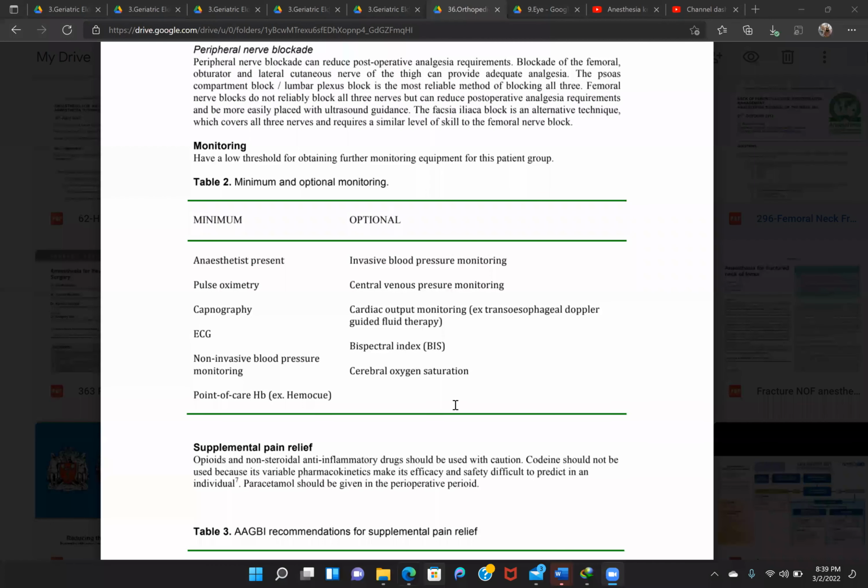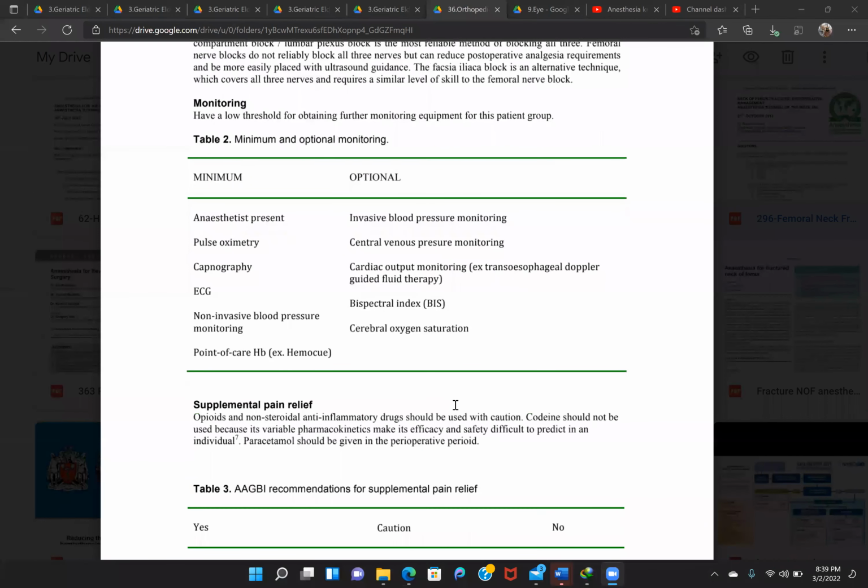Okay, so in addition to standard 1, standard 2 monitoring, in this patient you might need to have invasive blood pressure monitoring. If you are suspecting that there will be bleeding, or the patient has some risk factors, you can have invasive blood pressure monitoring. In addition to that, you can have point of care hemoglobin, this is HemoCue, or you can have ABGs to see the change in the hemoglobin, or any electrolyte imbalance if you are suspecting it in that patient.